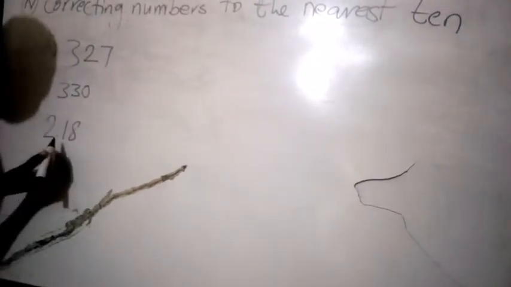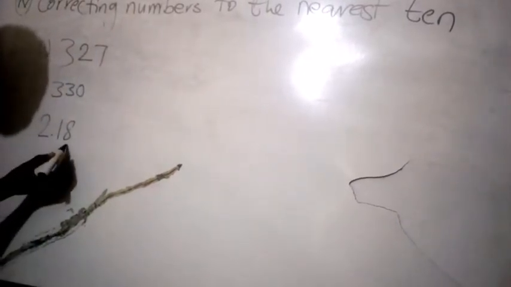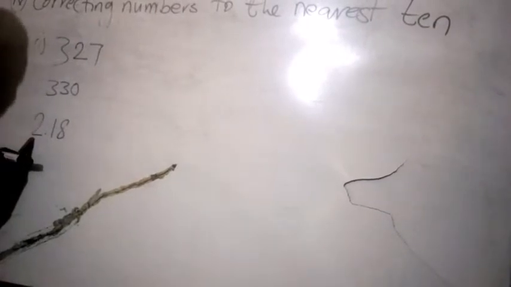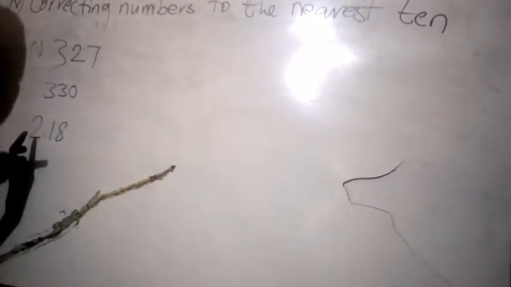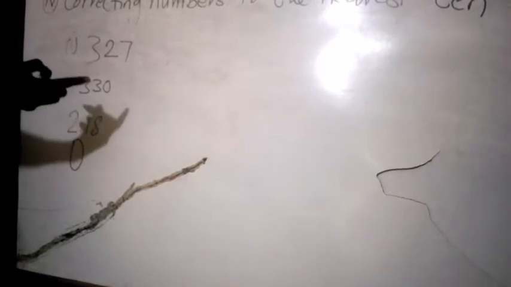Now, I told you that's whole number, nearest 10. This one is 1. 1 plus 1 is 2. But 2 here is 0. 0 plus 2 here is 2. Because this 2 is not up to half of 10, our answer is going to be 0. So, correcting 2.18 to the nearest 10 will give me 0.